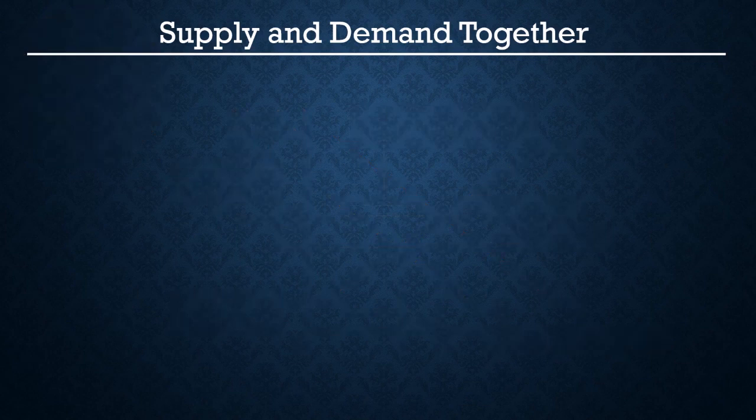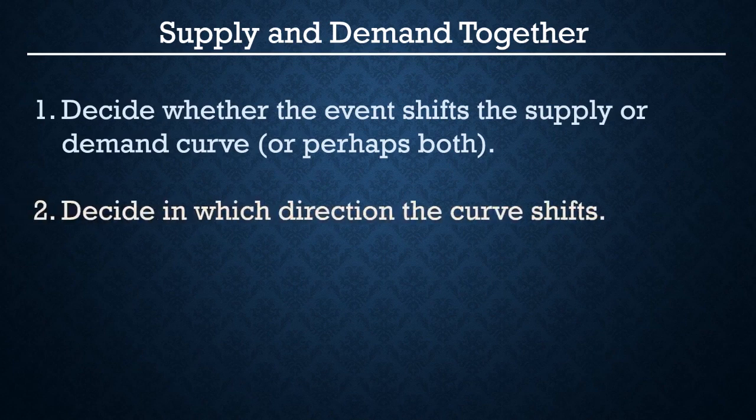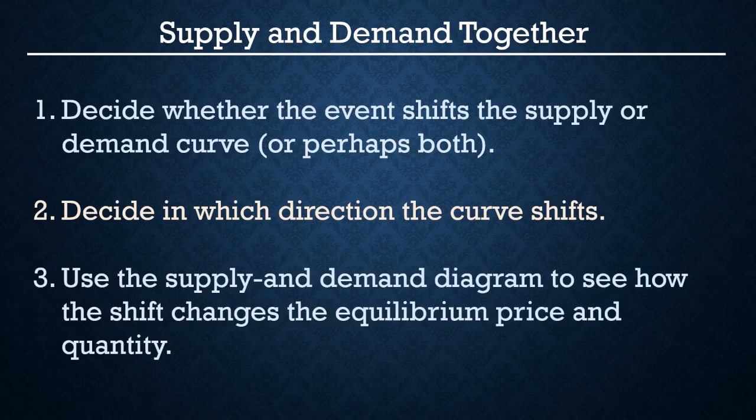The 3 steps for analyzing changes in equilibrium. First, decide whether the event shifts the supply or demand curve, or perhaps both. In this case, it was the demand curve that was shifted by the hot weather. The more people wanted ice cream. Second, decide in which direction the curve shifts. There was more demand for ice cream, and so the demand curve shifted to the right, and there is a higher quantity sold. Third, use the supply and demand diagram to see how the shift changes the equilibrium price and quantity, and that was the red and the white lines.